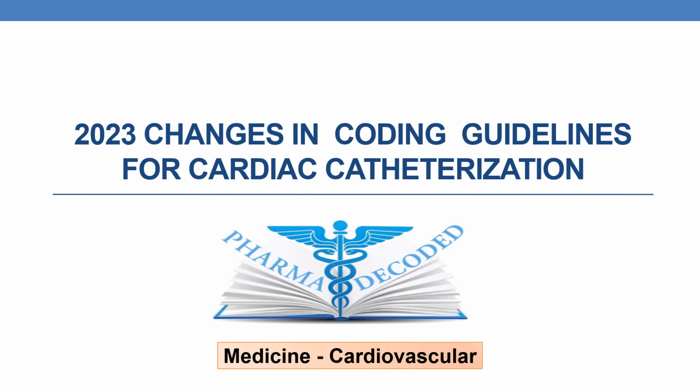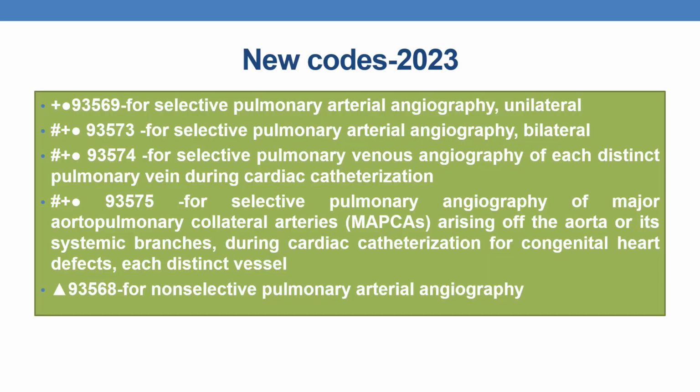Hello everyone, now let us discuss the 2023 changes in the coding guidelines for cardiac catheterizations. This comes under the Medicine chapter of CPT, under the subsection Cardiovascular. Now coming to the new codes that have been added in 2023. The first one is 93569, which is for selective pulmonary arterial angiography, unilateral.